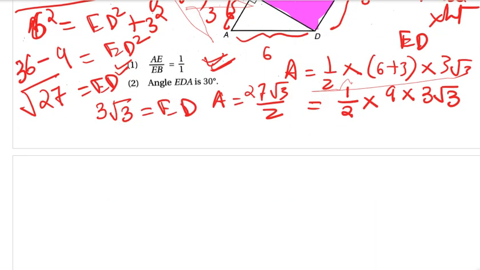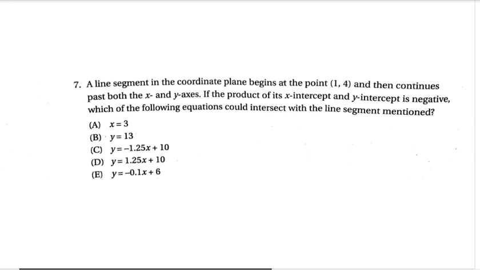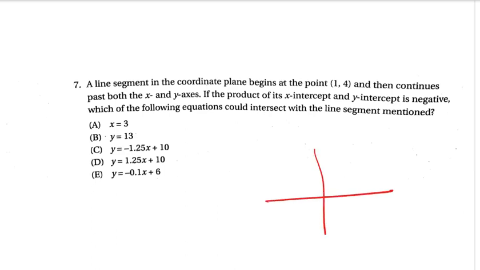Let's go on to our next question. The next question is a little off the screen, hold on, let's bring it back to screen. It says a line segment in the coordinate plane begins at a point 1, 4. That's what it's saying. So coordinate plane means xy axis. So 1, 4 means x axis 1 and y axis 4. This is 4, this is 1. So the point begins from somewhere over here.